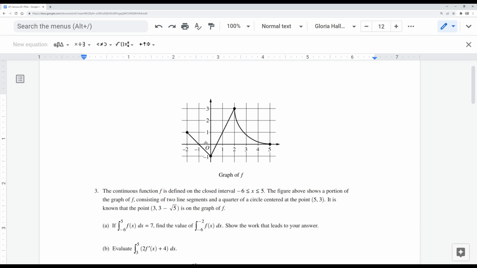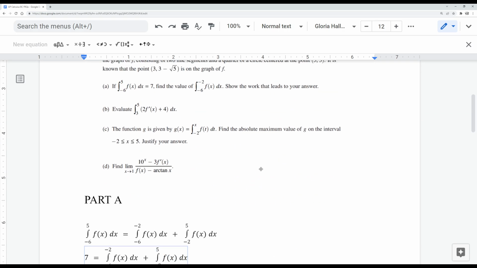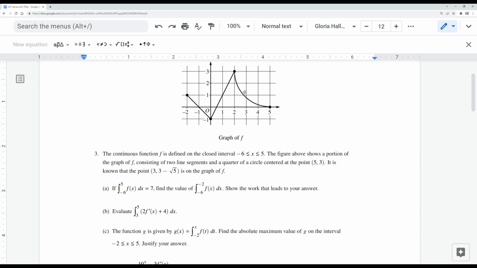So that's 2 right there. But then you have this little section minus down here, and then you have this section up here. So you have these sections, and you have this point at 2, 3 with a quarter circle, with the center again at 5, 3. So with that, you can determine this integral using the squares or the grid lines.